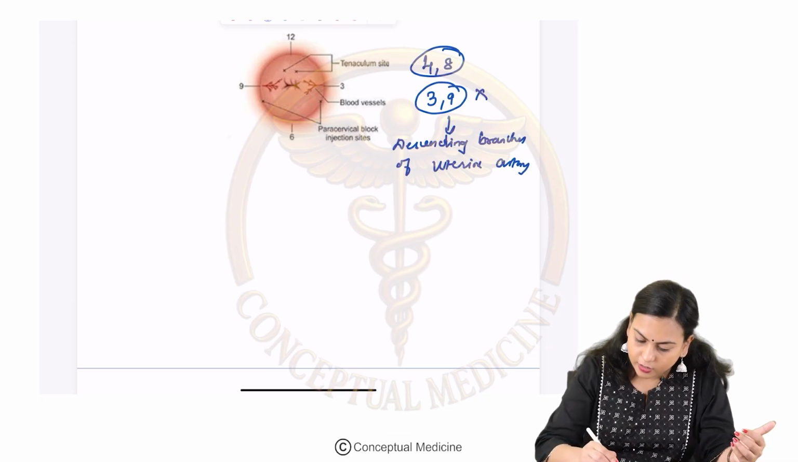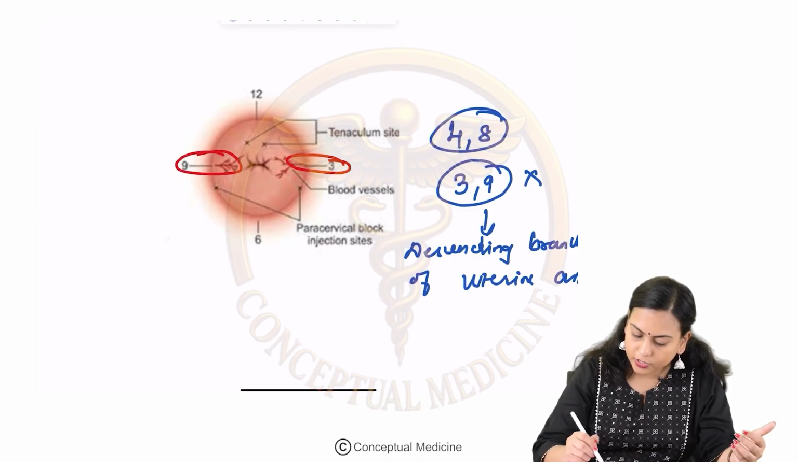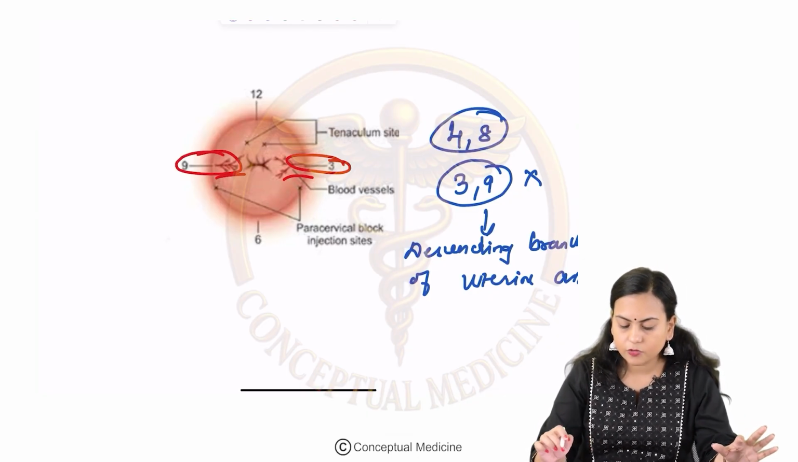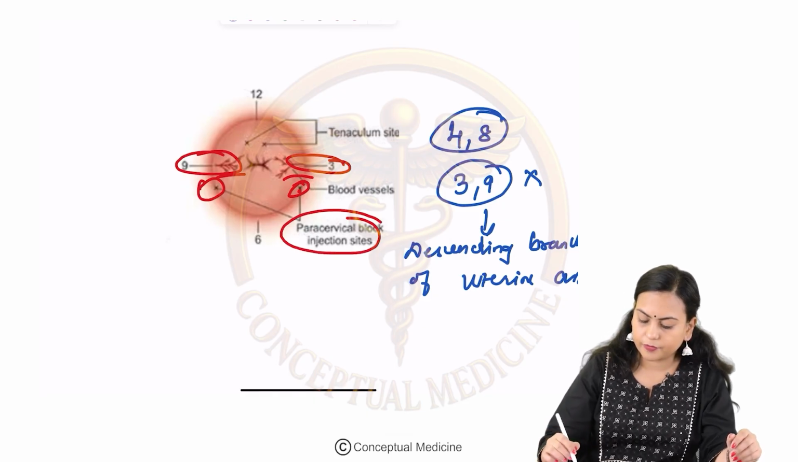So, see here in this picture, at the 3 o'clock and 9 o'clock positions, these are the descending cervical branches of the uterine artery. So, this site we shouldn't touch. We can give at the 4 o'clock position or 8 o'clock position.